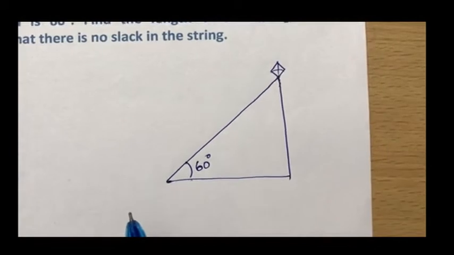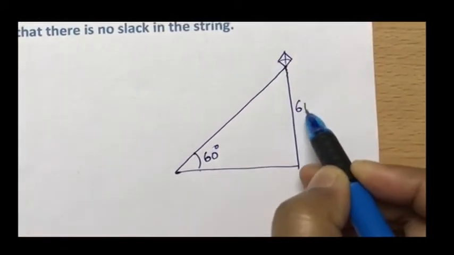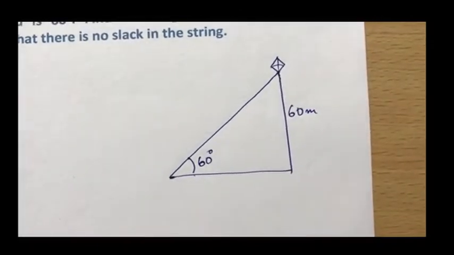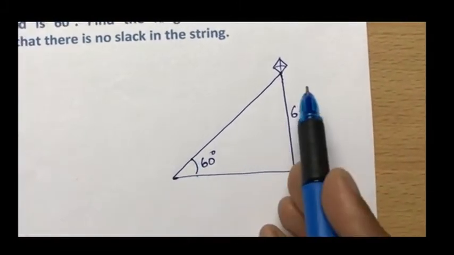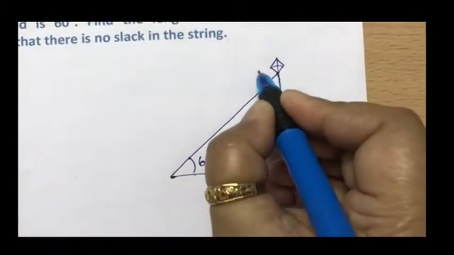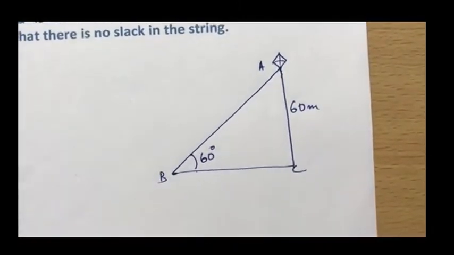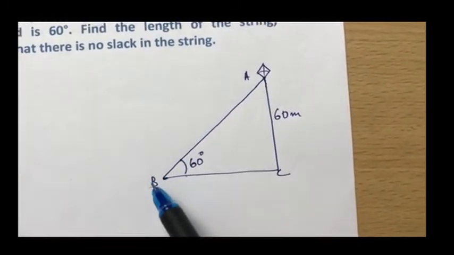And what else is given? The kite is flying at a height of 60 meter above the ground. That means this is 60 meter. Find the length of the string. You have to find out this length. Can I name it? It will be better if I name it. This is A, this is B, this is C. Okay, we want to find out what is AB.